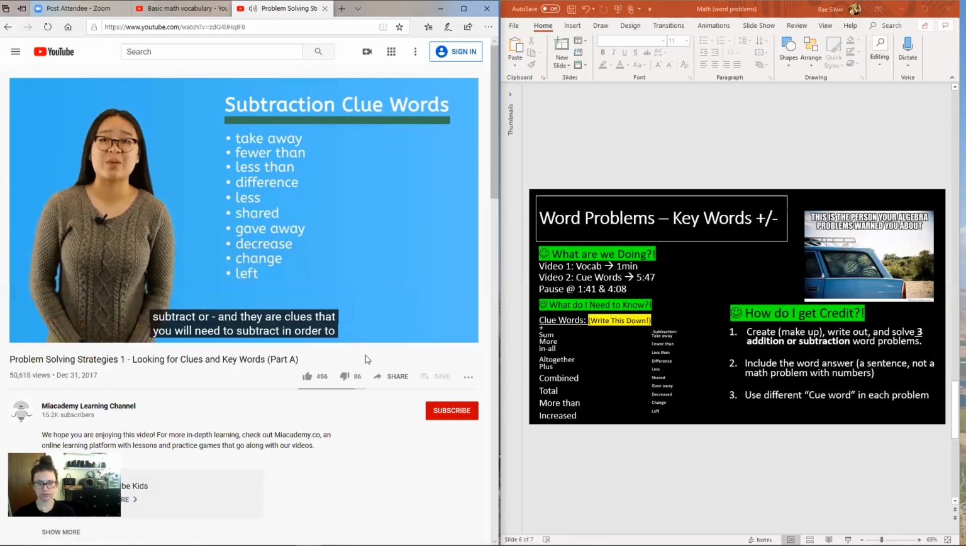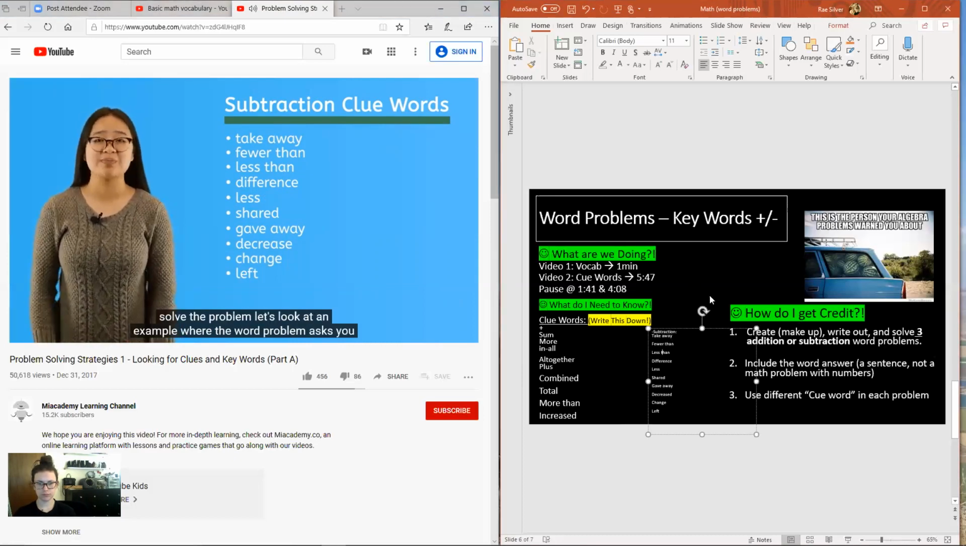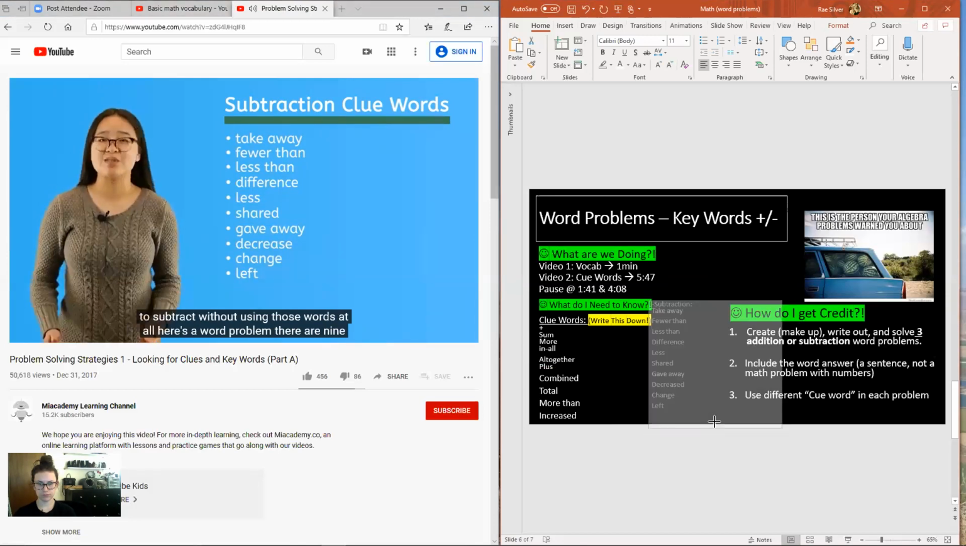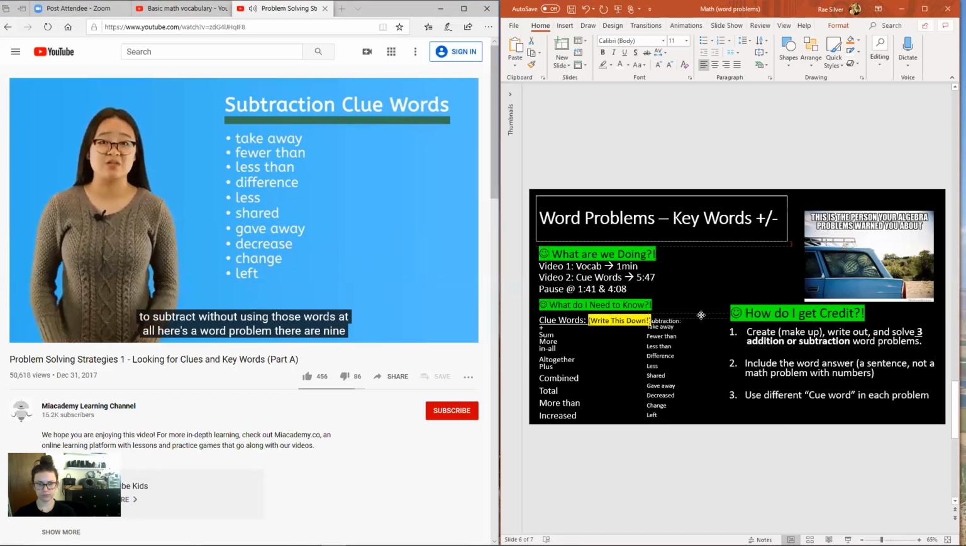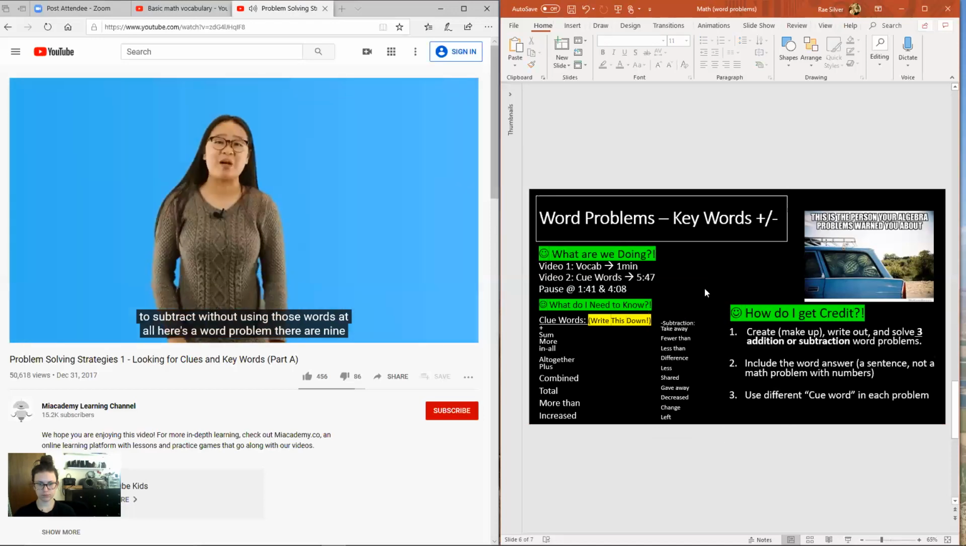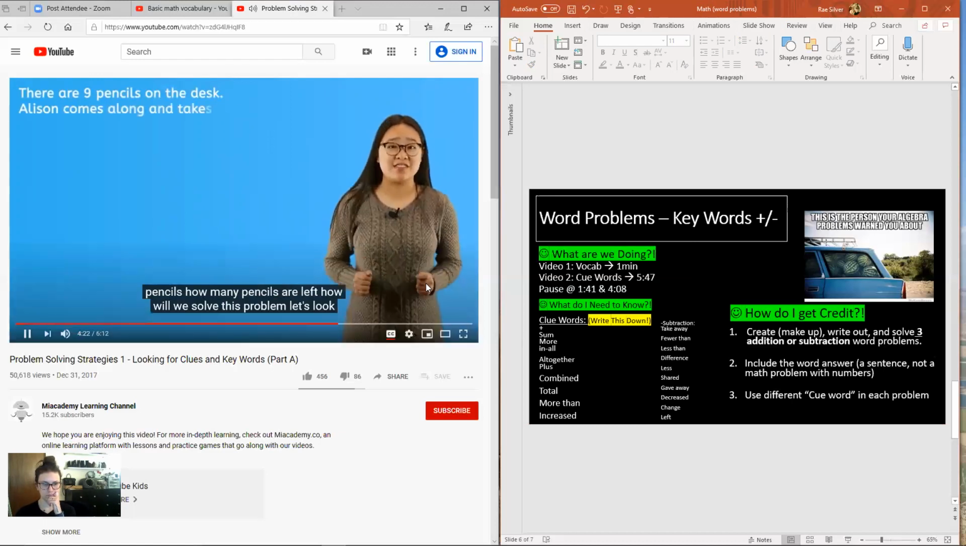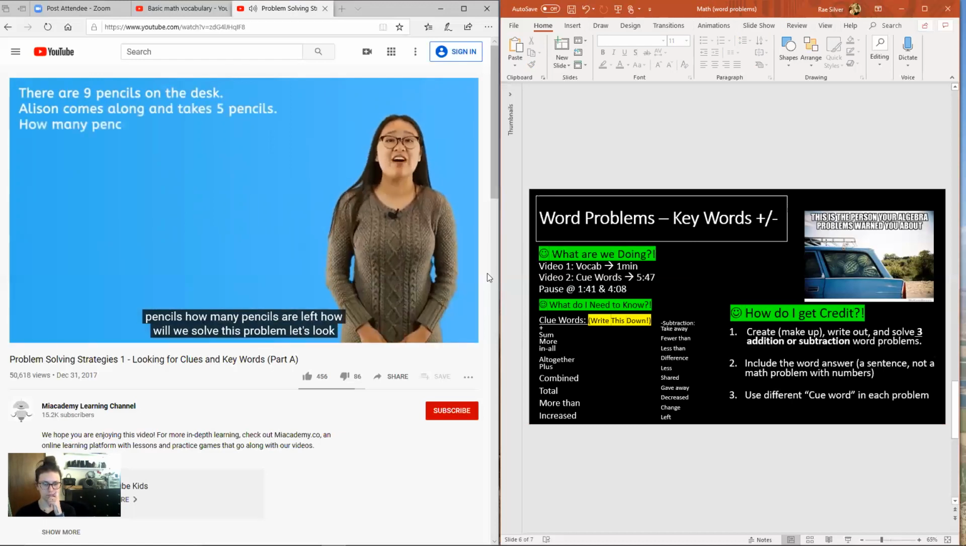As subtract or minus. And there are clues that you will need to subtract in order to solve the problem. Let's look at an example where the word problem asks you to subtract without using those words at all. Here's the word problem. There are 9 pencils on the desk. Allison comes along and takes 5 pencils. How many pencils are left? How will we solve this problem?